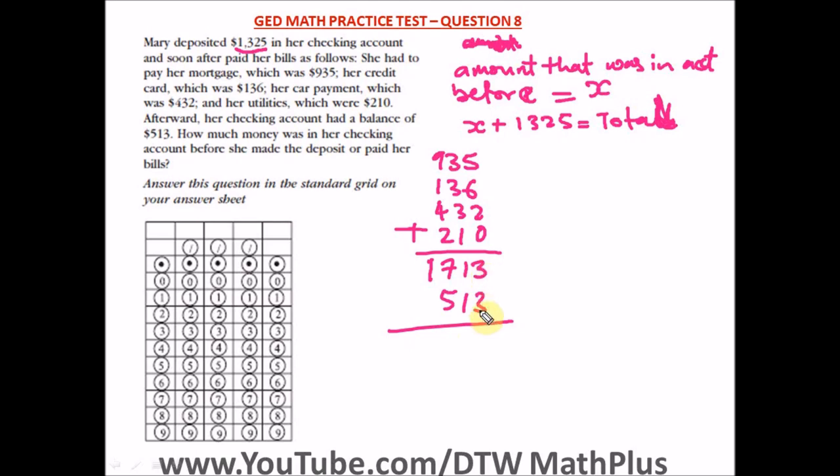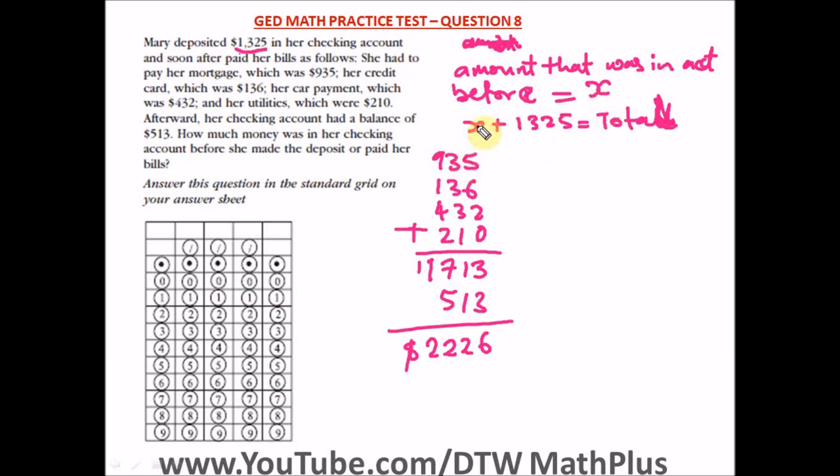All right, so we have this. This plus this will give us a 6. 1 plus 1 will give us a 2. 7 plus 5 will give us a 12, that's 2, carry 1, and 1 plus 1 will give us a 2. Okay, so she had a total of $2,226 in her checking account. That's the total.